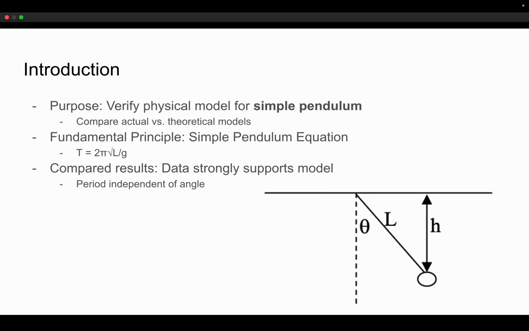The main result that I discovered was that my data strongly supported this model, showing a clear relationship between period and length, while the period was independent of the angle.